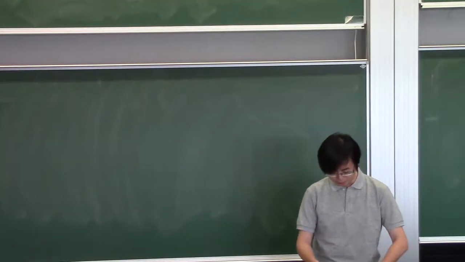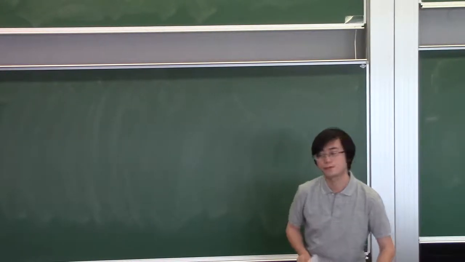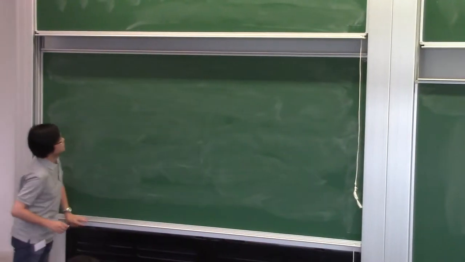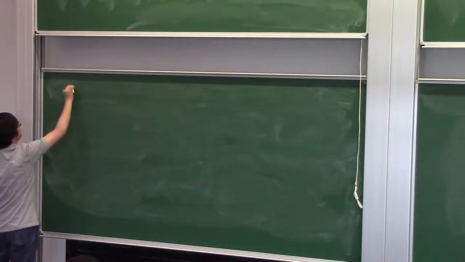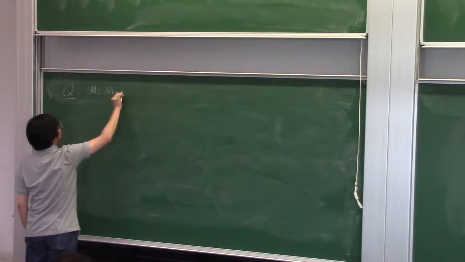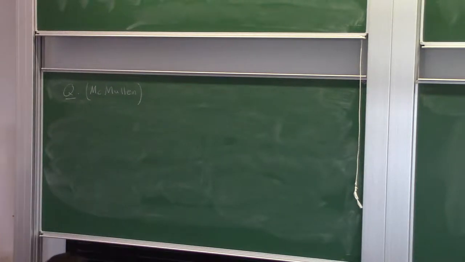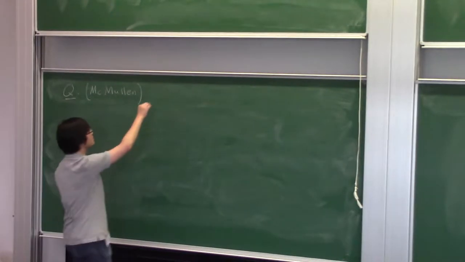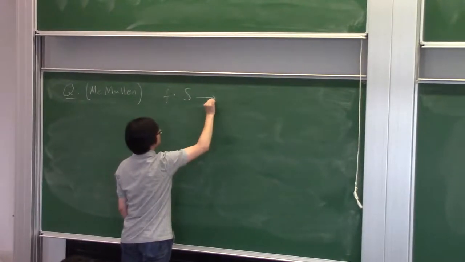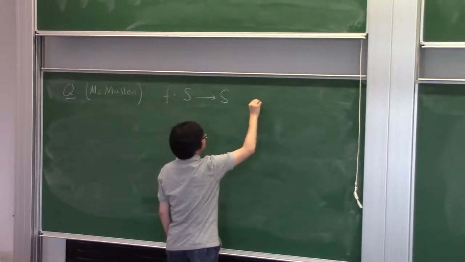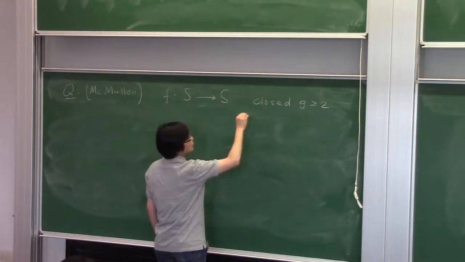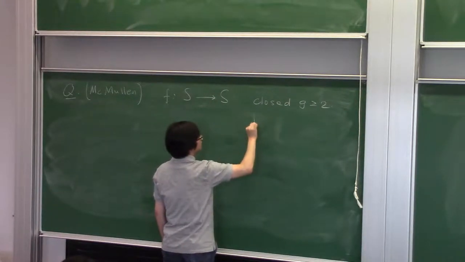So today I wanted to talk about automorphisms of surfaces. And I wanted to start with a simple-looking question. This was actually asked by McMullen. I'll state a simple version of it. Suppose you have an automorphism of a surface, let's say a closed orientable surface of genus greater than or equal to 2, and you have F to be pseudo-Anosov.